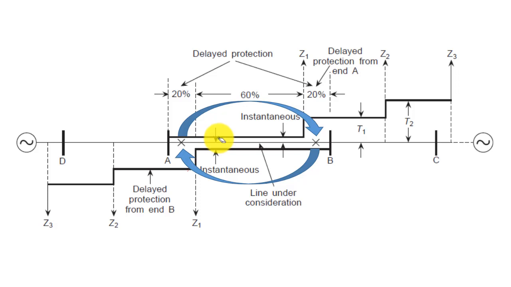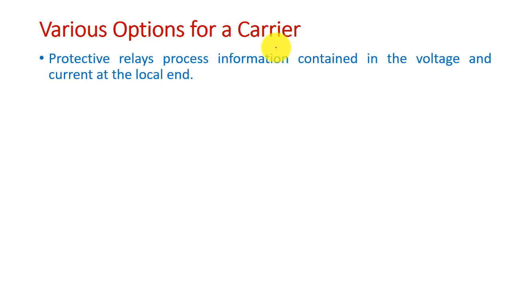So this can happen through some carrier channel. Generally in the transmission system we use the PLCC link, right. Now let us see what carrier schemes we can use. There are various options for a carrier, so let us see what the options are and what the requirements are.